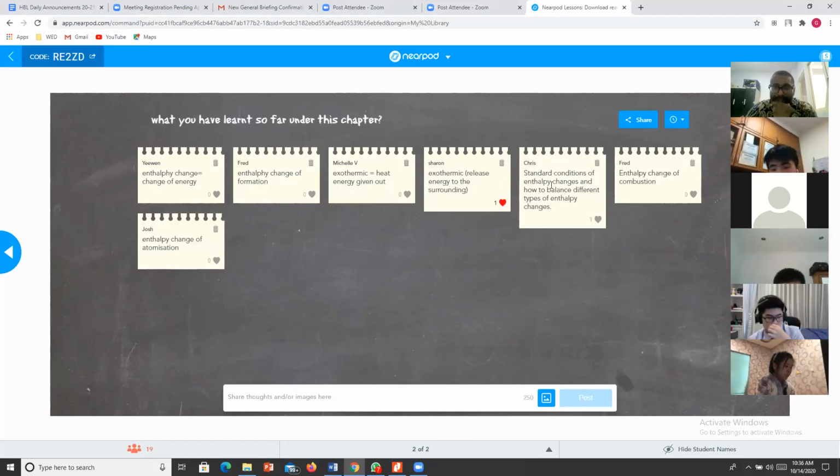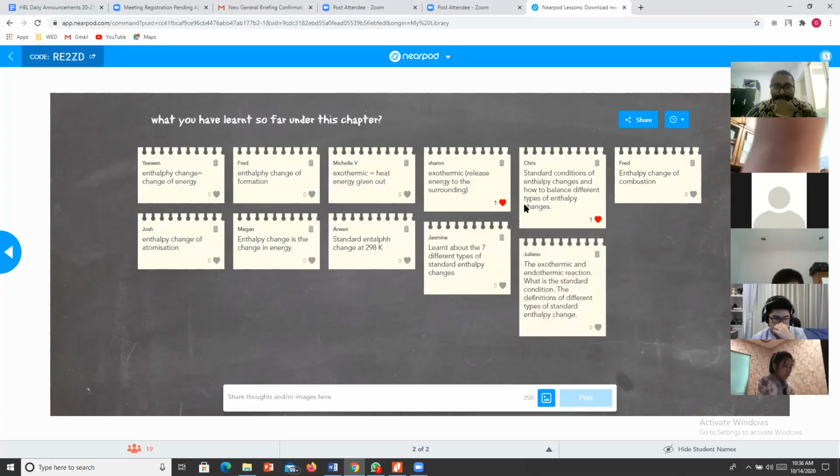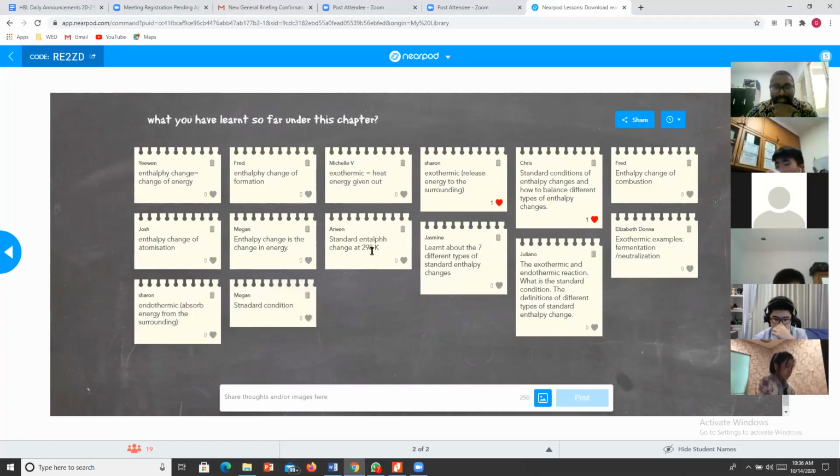Standard condition, okay, of enthalpy changes, how to balance different types of enthalpy changes, okay. What is standard condition? So someone please actually write down. Enthalpy change of combustion, atomization, standard enthalpy change at 298 Kelvin, okay. 7 different types of enthalpy changes, okay. Giuliano, what is the type of standard, okay.